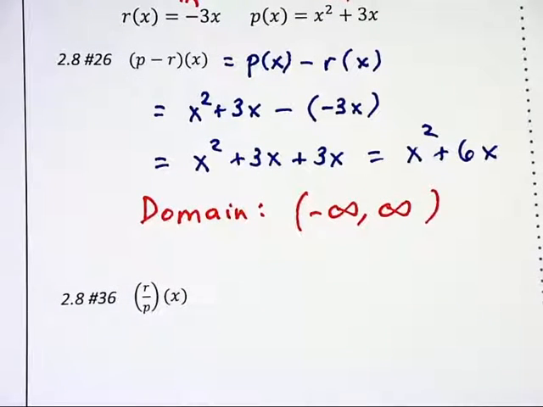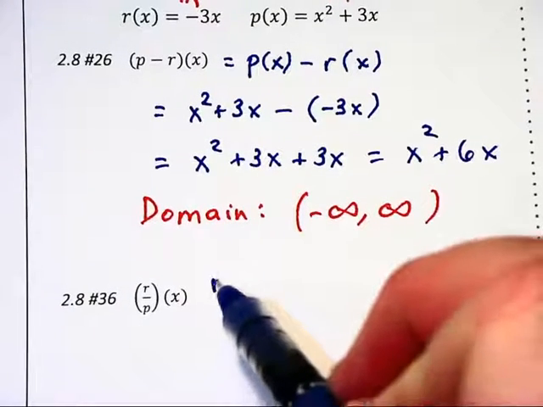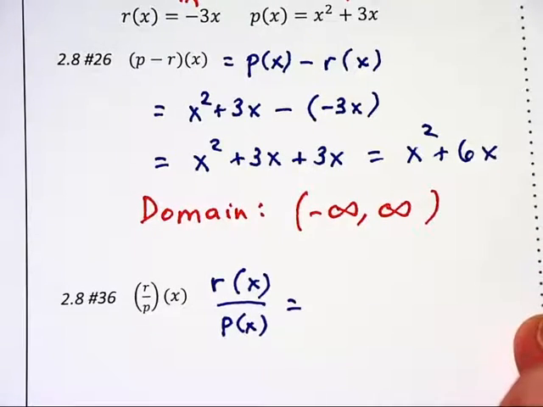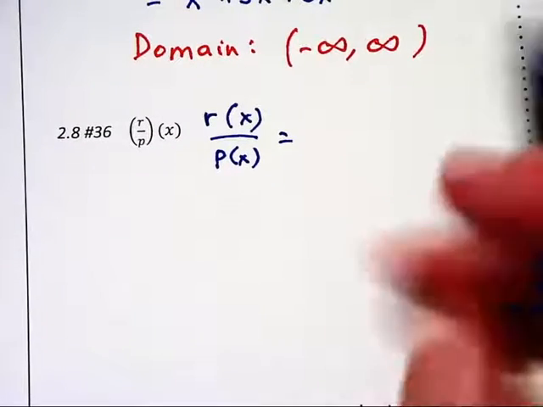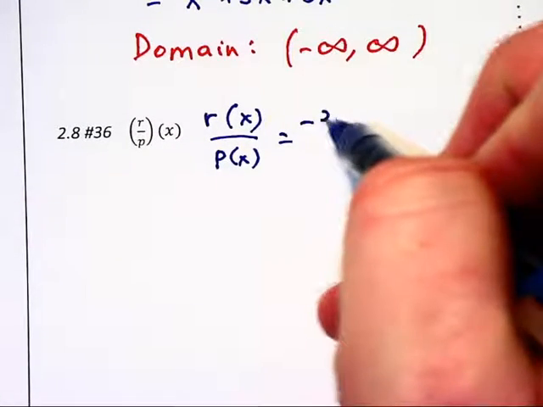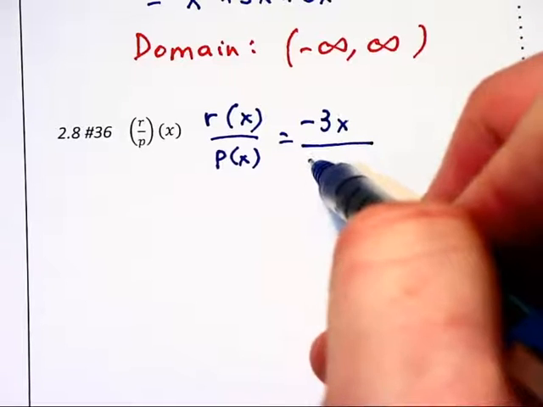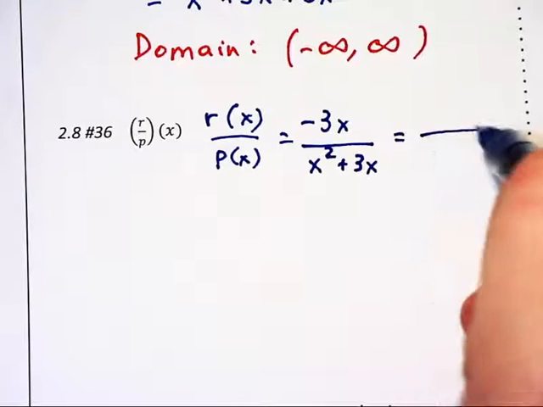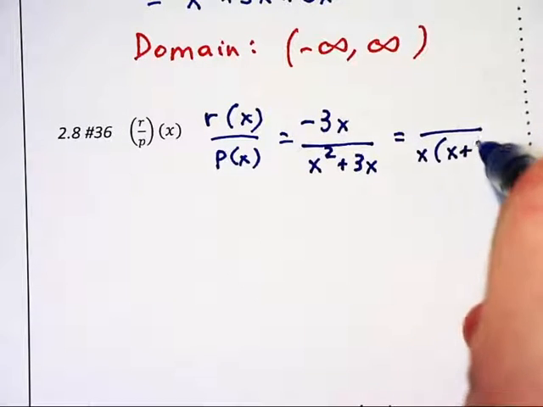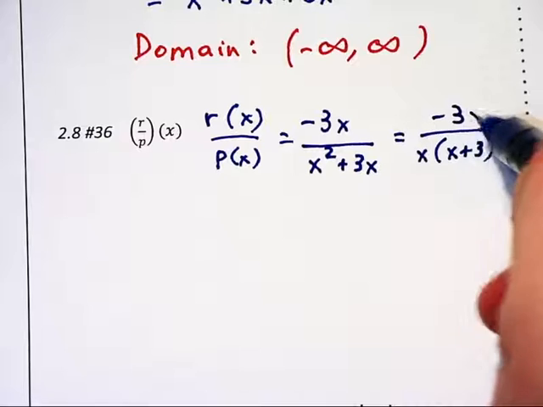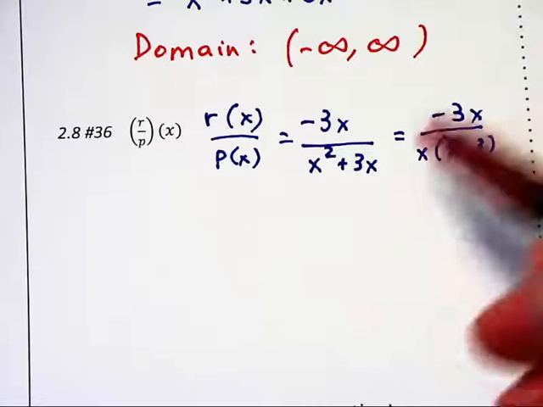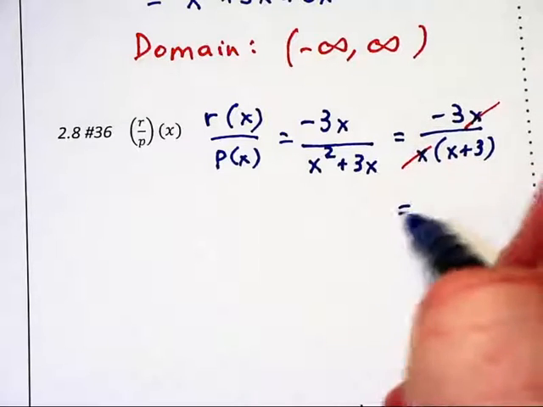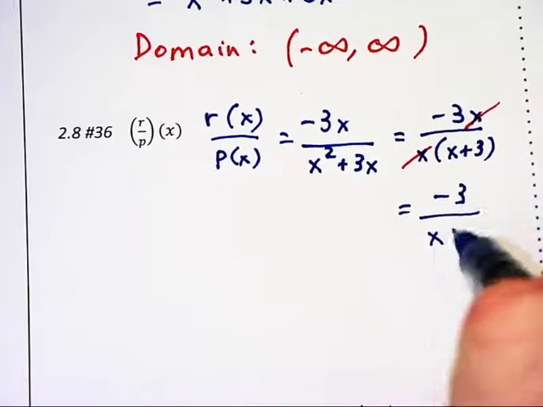Now let's take a look at (r/p)(x). This will be r(x) divided by p(x). r(x), as we know from up above, is negative 3x, and the denominator is going to now be x squared plus 3x. Now the denominator factors into x times (x plus 3), and the numerator has an x in it also, and we can cancel those x's. So we can look at this as being negative 3 over x plus 3.